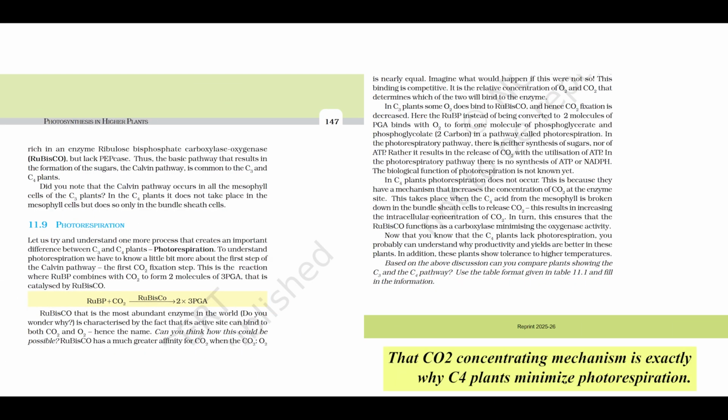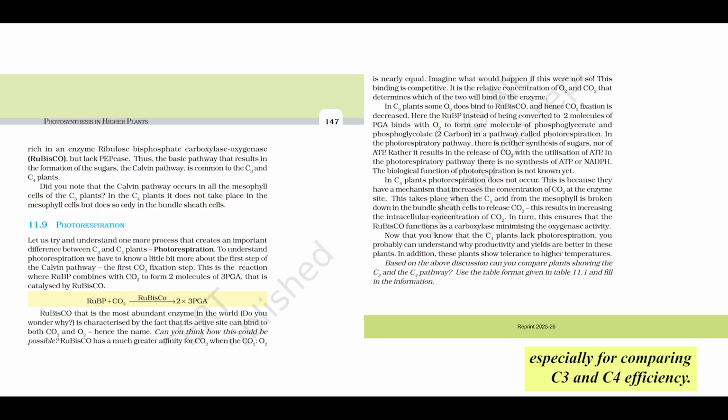That CO2 concentrating mechanism is exactly why C4 plants minimize photorespiration. Now, let's unpack photorespiration itself, as it's a crucial concept, especially for comparing C3 and C4 efficiency. Photorespiration happens because of that dual nature of Rubisco we mentioned. Remember, Rubisco stands for ribulose 1,5-bisphosphate carboxylase oxygenase. It can act as both a carboxylase, adding CO2 to RuBP, and an oxygenase, adding O2 to RuBP. The binding is competitive. It depends on the relative concentrations of CO2 and O2 at the enzyme's active site, and also on temperature. Higher temperatures tend to favor the oxygenase reaction.